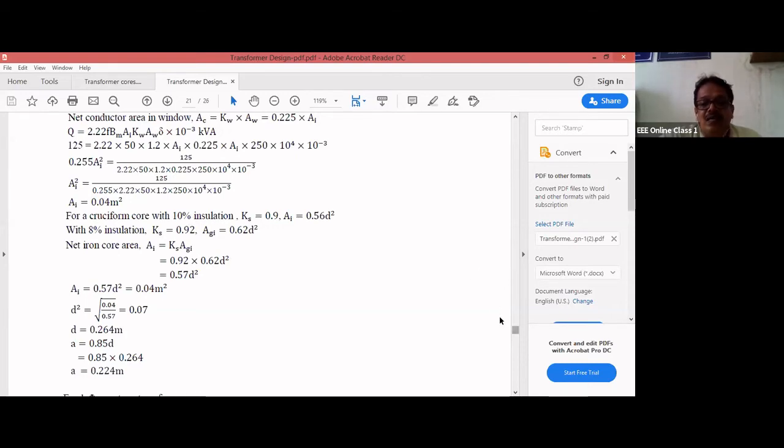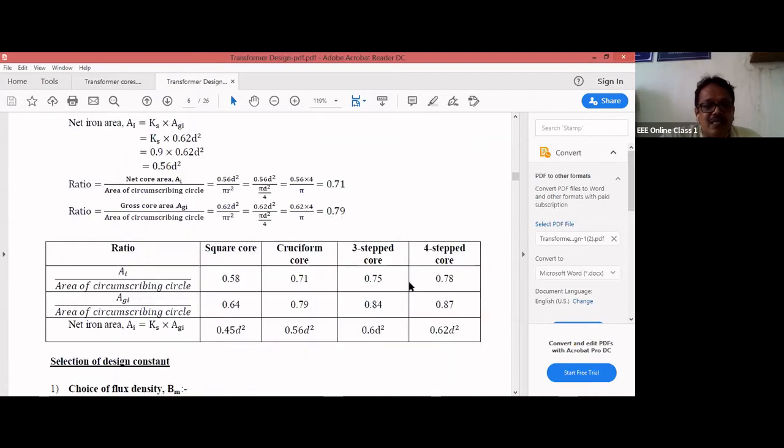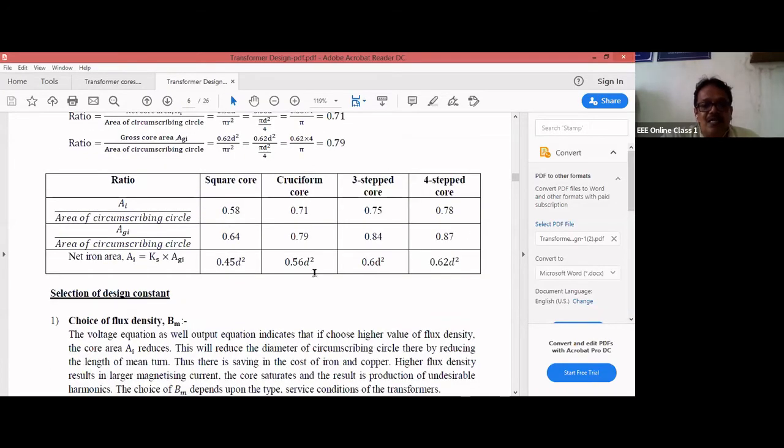Once again I show the table there in the theory part. See this table here. All the values I have given in this table are considered for 10% insulation. 10% insulation means for the lamination they go for at least 10% insulation.